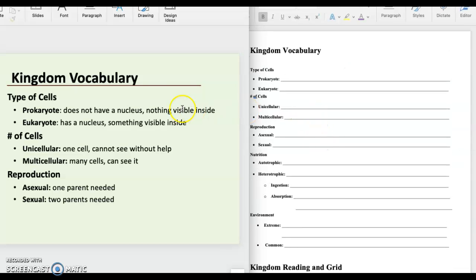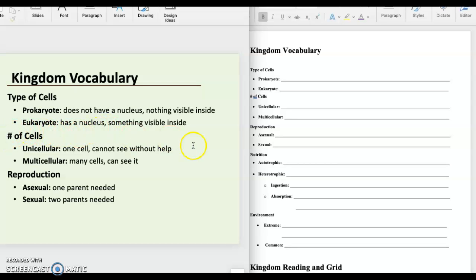So let's start with our general vocabulary. Here's your answers. Everything after a bold word is what goes into the blank that you see to the right. So a prokaryote: there's two types of cells, prokaryotes and eukaryotes. Prokaryotes do not have a nucleus. There's nothing visible inside. A eukaryote, like you and I, has a nucleus and there's something visible inside. What we mean by inside is, if you put it under a microscope, on a prokaryote you don't really see much. On a eukaryote, we see visible organelles like chloroplasts or mitochondria or a nucleus, things like that.